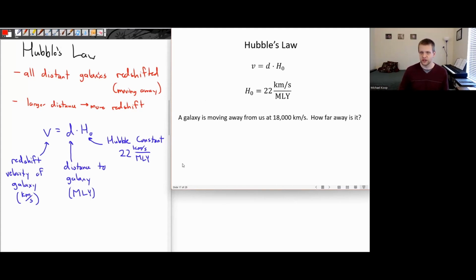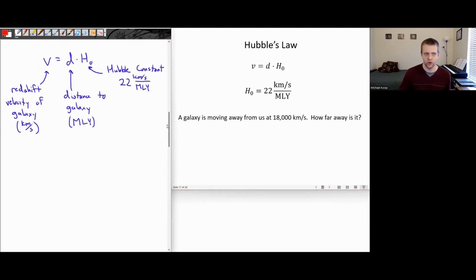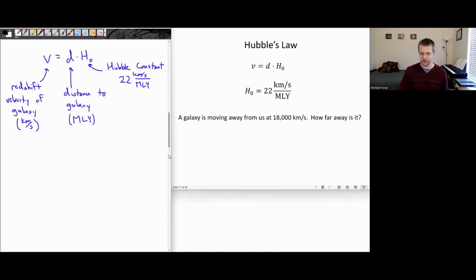So let's look at an example. Suppose a galaxy is moving away from us at 18,000 kilometers per second. I want to know how far away is this galaxy. So we're going to use Hubble's law for this. Well, we know how fast the galaxy is moving. We said that velocity is 18,000 kilometers per second. So that's our value for v. We're trying to find the distance. And we know Hubble's constant, the 22 kilometers per second per million light years.